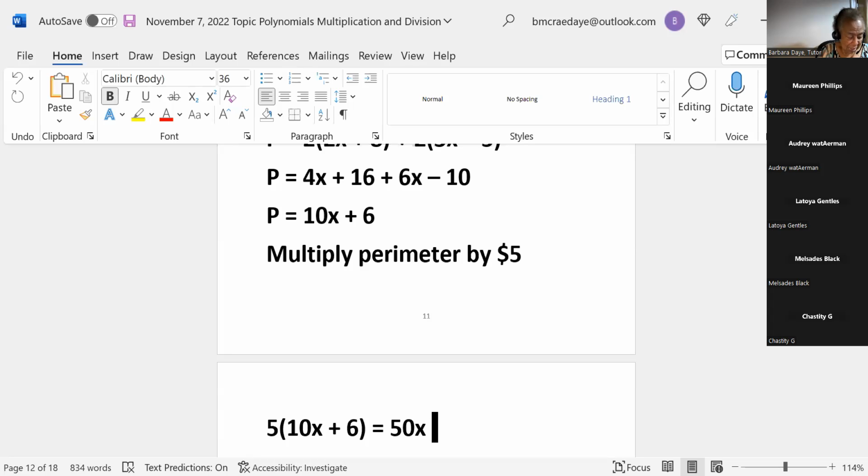What's 5 times the 6? Oh. Okay. Remember, you multiply 5 by everything in the parentheses. 5 times 10x is 50x. What's 5 times 6? 30. That's your answer: 50x plus 30. Guess what I did, Miss? I was putting it together wrong. I forgot to do plus 30. Okay.